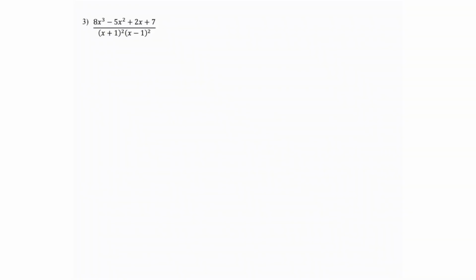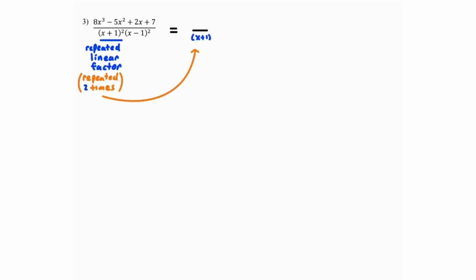And for our final example, we have (8x cubed minus 5x squared plus 2x plus 7) divided by (x plus 1) squared times (x minus 1) squared. For the denominator of (x plus 1) squared, this is a repeat linear factor. It's been repeated 2 times, so we're going to have 2 fractions. One fraction with the denominator of x plus 1, another fraction with the denominator of (x plus 1) squared.